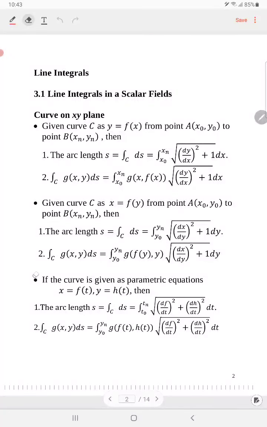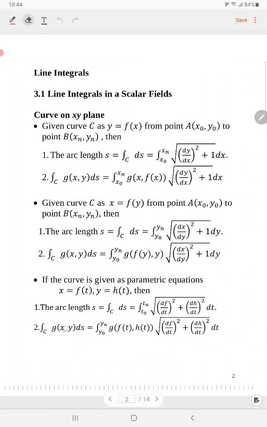But if your curve is given as a set of parametric equations, so then you have a parameter t here, x is given as f of t, y is given as h of t, then the arc length is still going to be ds integrated over curve C, but your ds now is the square root of (df/dt) squared plus (dh/dt) squared, dt, integrated with respect to t, and the upper and lower limits would be the value of t at the starting point, t naught, and the value of t at the destination point, which is tn.